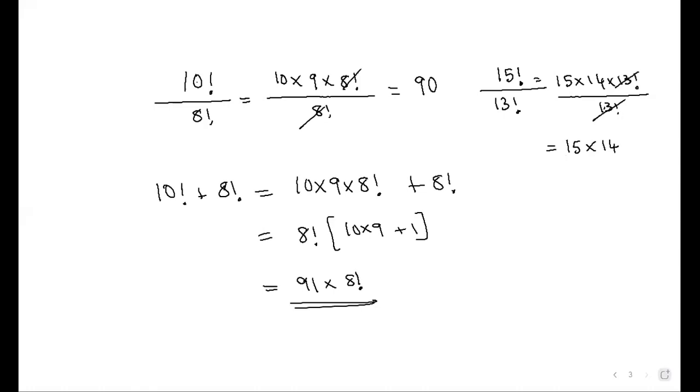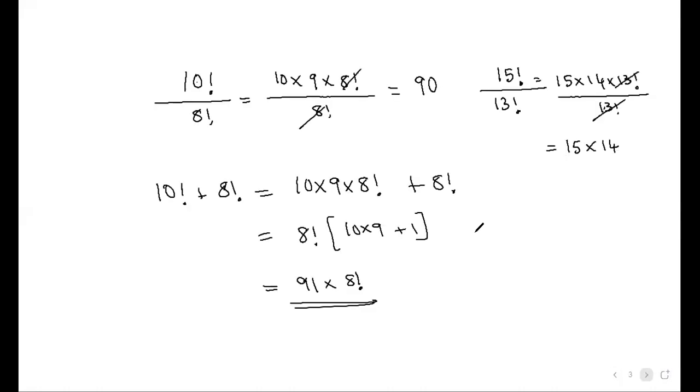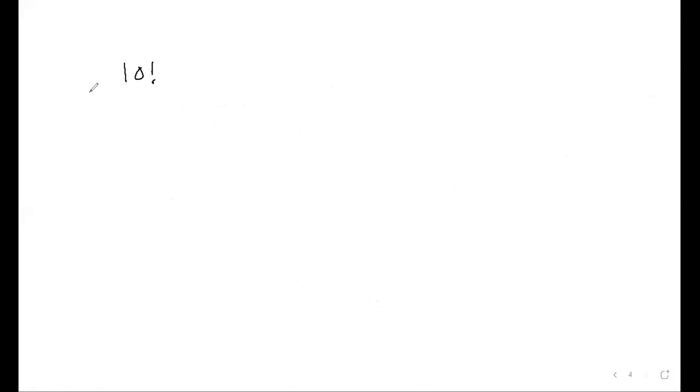Understood? Okay, let me try one more. Calculate this one. Everybody understood what I explained? Yes, sir. Okay, now practice this. 10 factorial divided by 5 factorial into 4 factorial into 6 factorial. Can you do it?